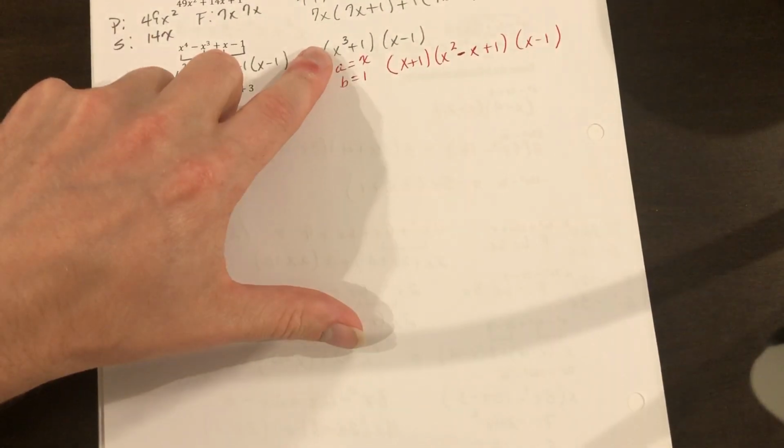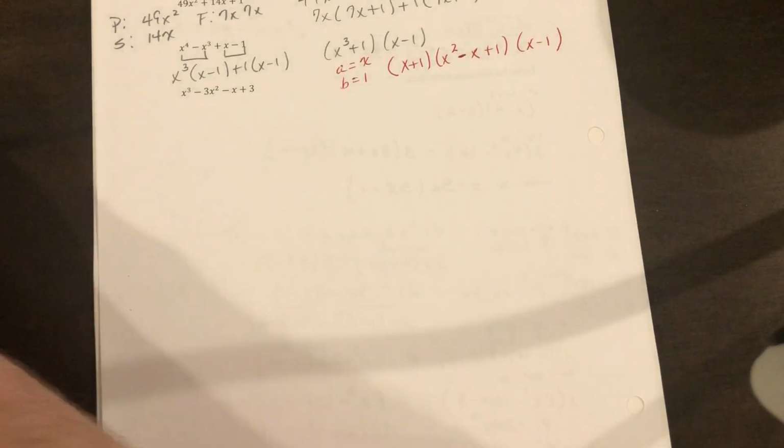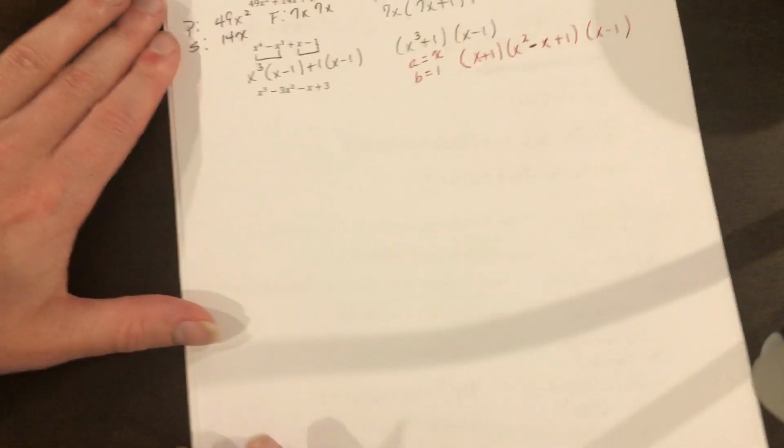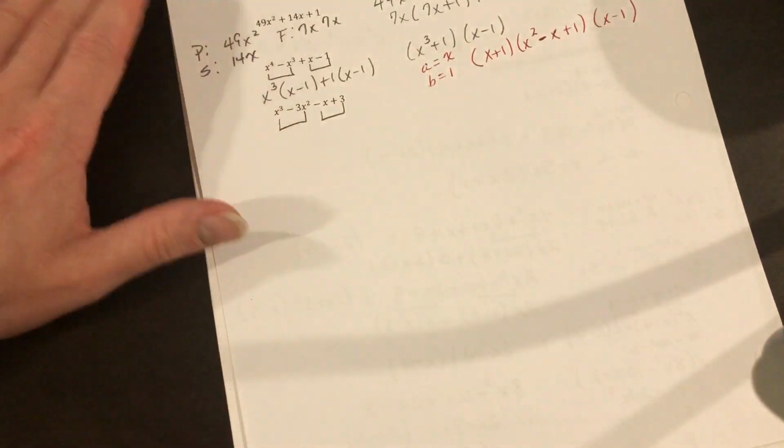So remember, the sum of cubes is going to follow a plus b times a squared minus ab plus b squared. Okay, it'll just take you a little bit of time to memorize those. I still have to look them up every now and then just to make sure I'm doing right.